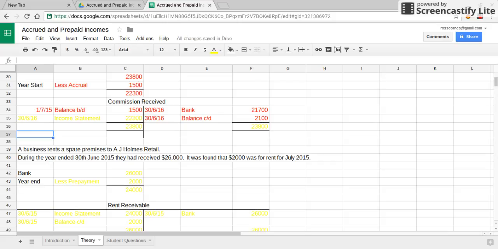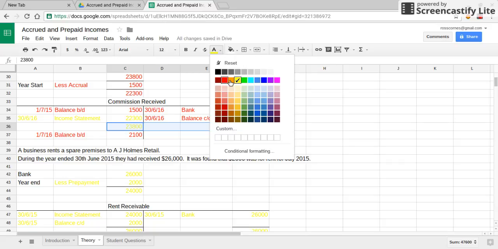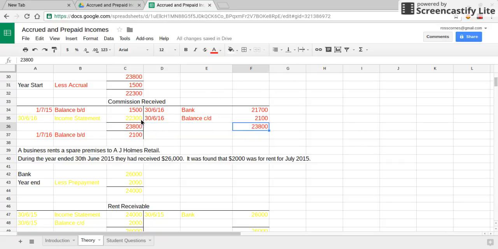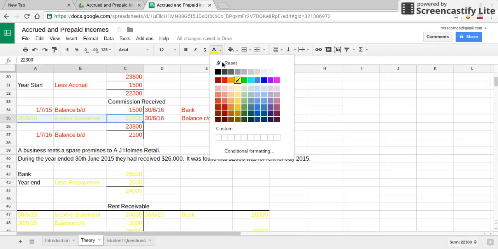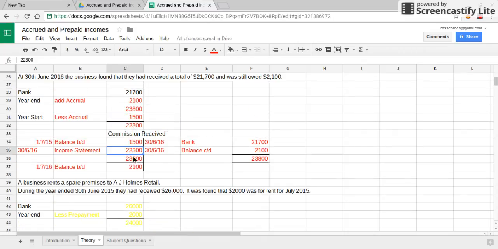But we can also think about it as on the 1st of the 7th, 2016, they will have an asset in the business of $2,100 because that money will be owed to the business at the start of the next financial year. Okay, and now we need to balance off the accounts. We're going to balance off at the bigger side, which is the credit side. So they should balance off at 22,800, and therefore the amount on the income statement is going to be 22,300, and that's the same as we've already calculated.